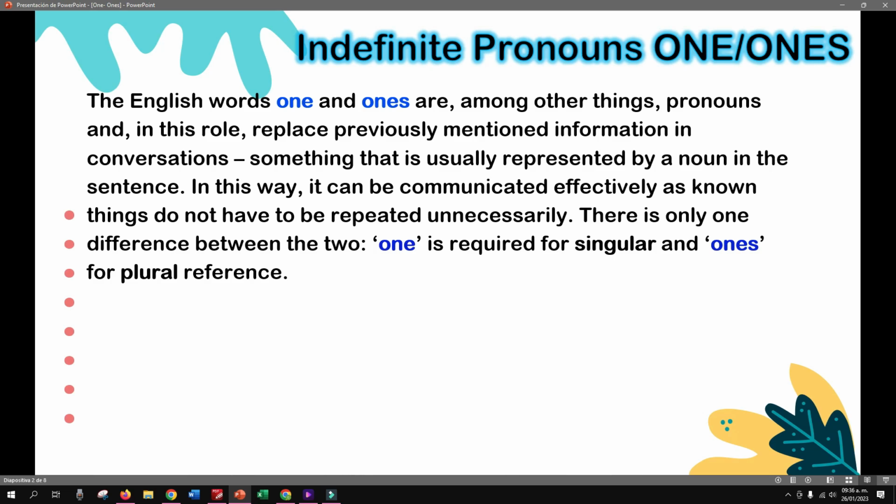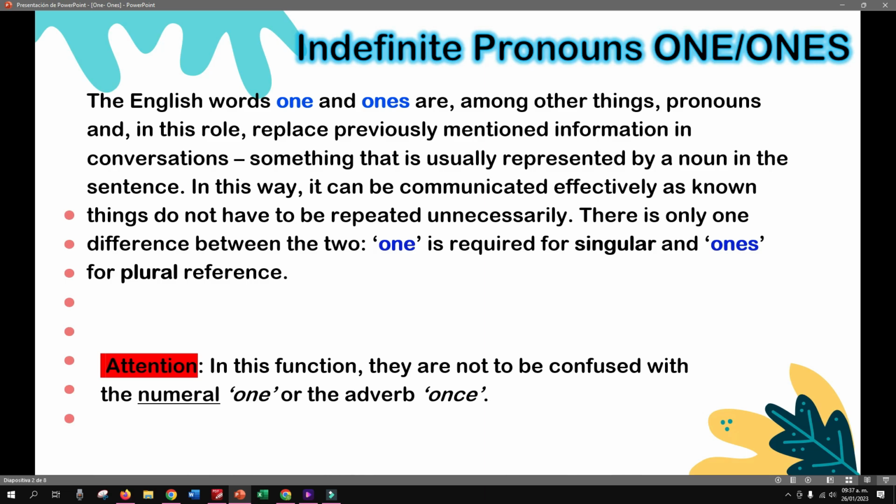So you are going to use the indefinite pronouns one and ones to replace an object, a person that you have mentioned before, right? Previously. So you're going to replace that noun and you're going to write one if it is singular and ones if it is plural, right?